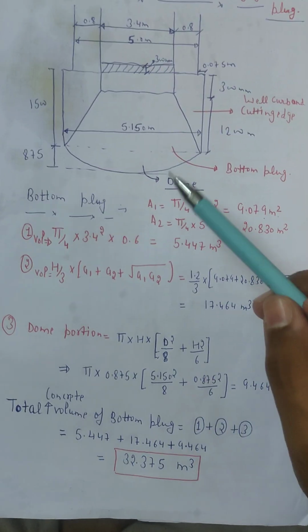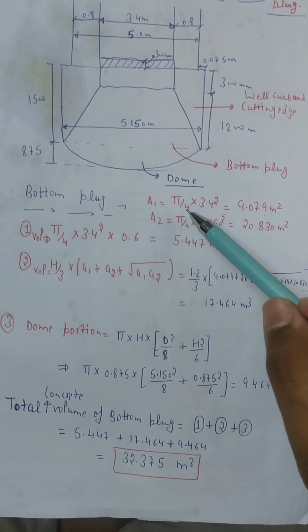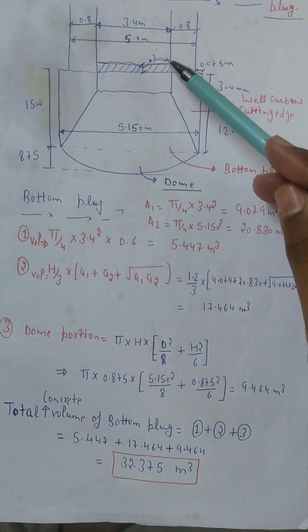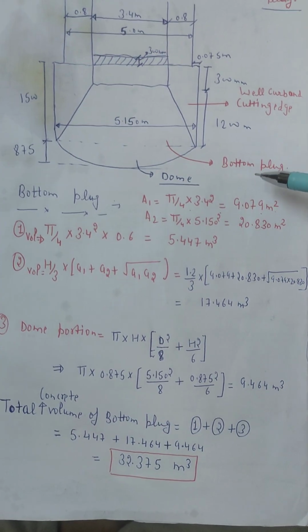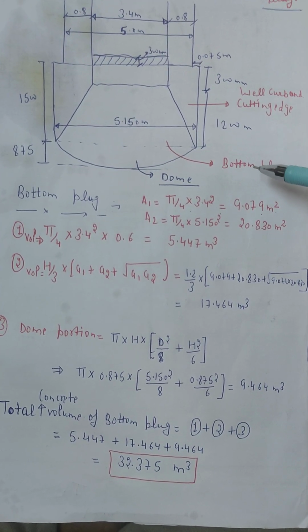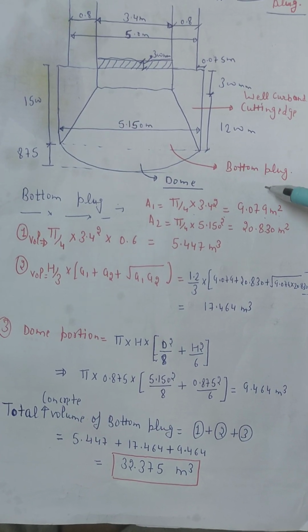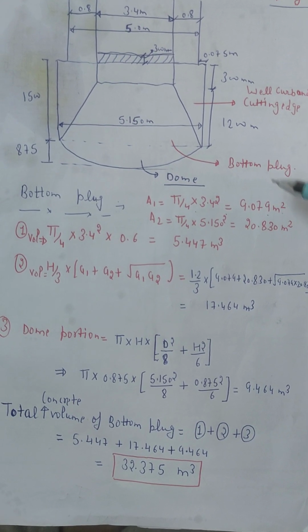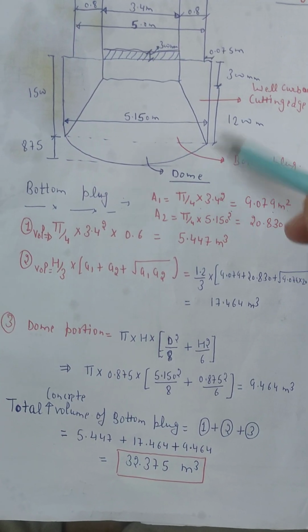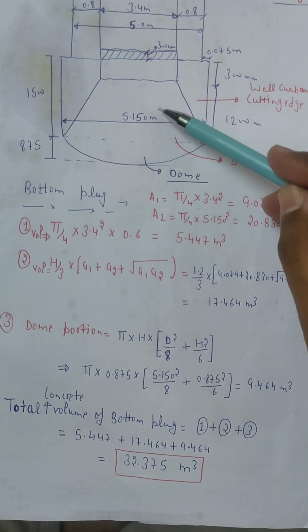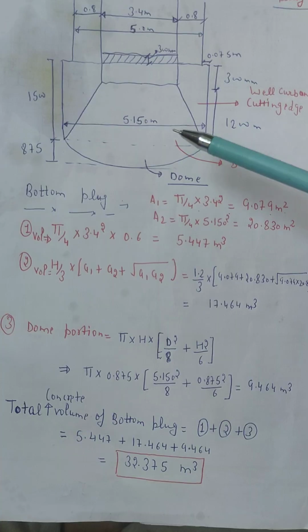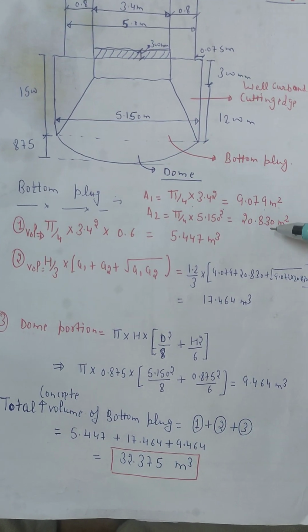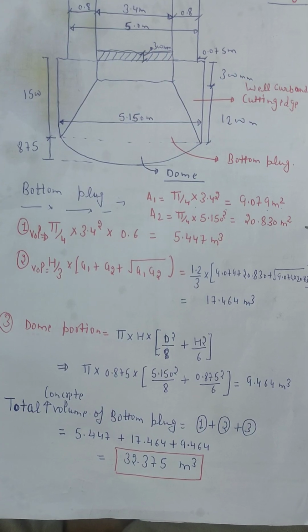So first we have bottom plug A1. A1 is our pi by 4 into inner threshold dia 3.4 meter. So pi by 4 d square, 3.4 square, and this area will come around 9.079 meter square. Then area of second portion, that is our base well dia, that is 5.15 meter, that area will come around 20.83 meter square.